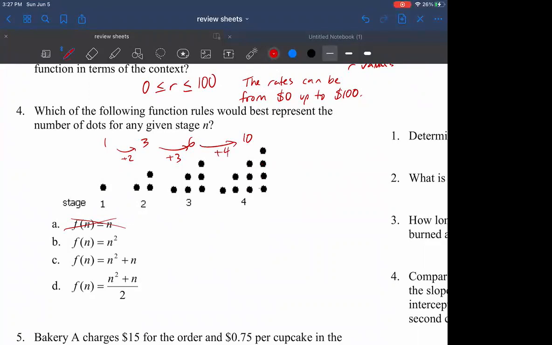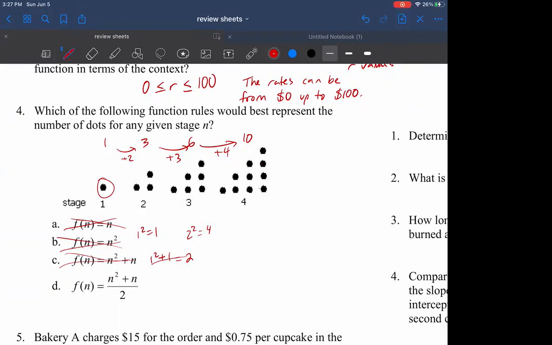So would quadratic work? Well, if we do 1 squared, that's 1. That works for stage 1. 2 squared is 4, but we only had 3 dots. So no, this doesn't work. 1 squared plus 1 would be 2, but stage 1 only had 1. So no, this one fails on stage 1.